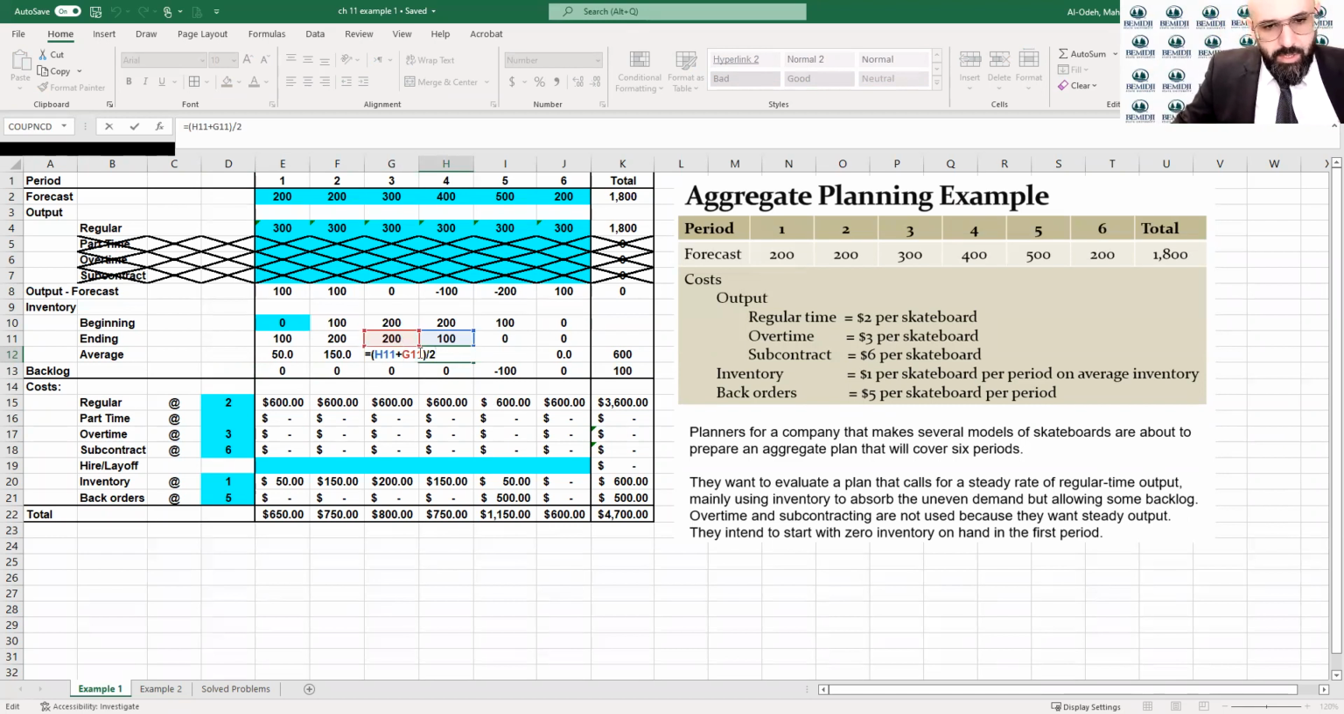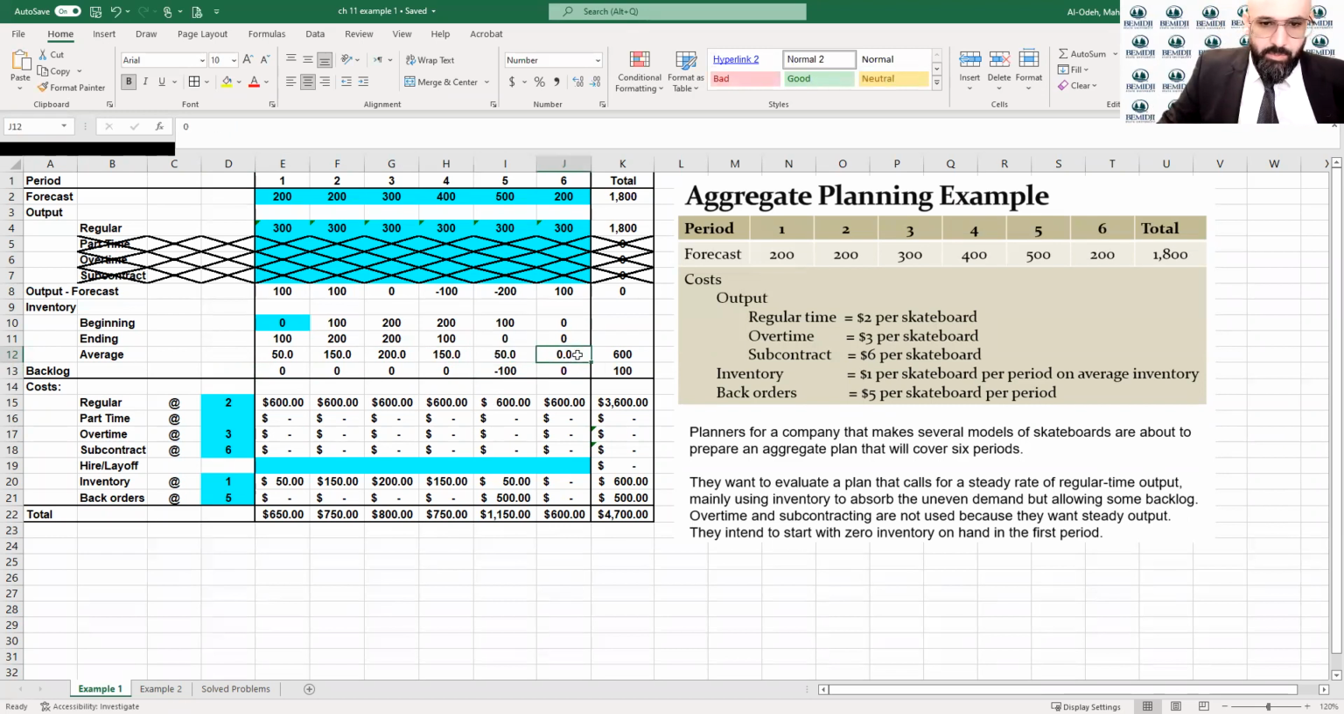100 plus 200, that would be 300 divided by 2, that would be 150. 100 plus 0, divided by 2, that would be 50. And there's a 0 here because we don't have any inventory. Adding the ending inventory for period 5 plus the ending inventory of period 6, that will give you a 0 divided by 2 will be equal to 0.